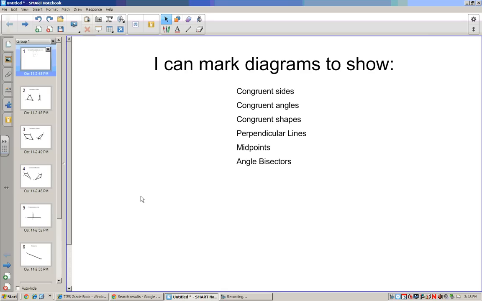Hello, welcome to Chapter 3. This first lesson is about marking diagrams. By the end of this lesson, you should be able to mark diagrams to show congruent sides, congruent angles, congruent shapes, perpendicular lines, midpoints, and angle bisectors.